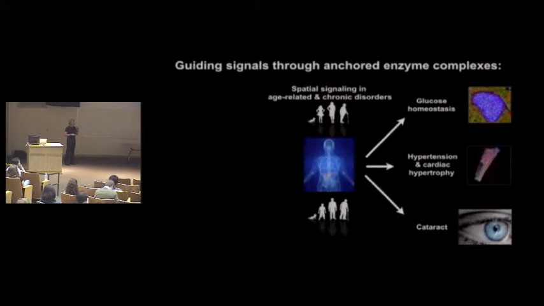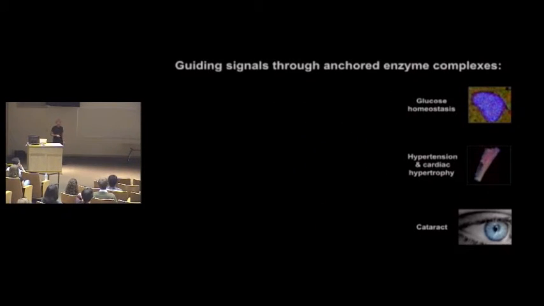Specifically, changes in glucose homeostasis that underlie diabetes, hypertension and cardiac hypertrophy, one of the major symptoms of diabetes, and visual problems such as cataract and retinopathies. And it's really the cataract that I'm going to talk about today.